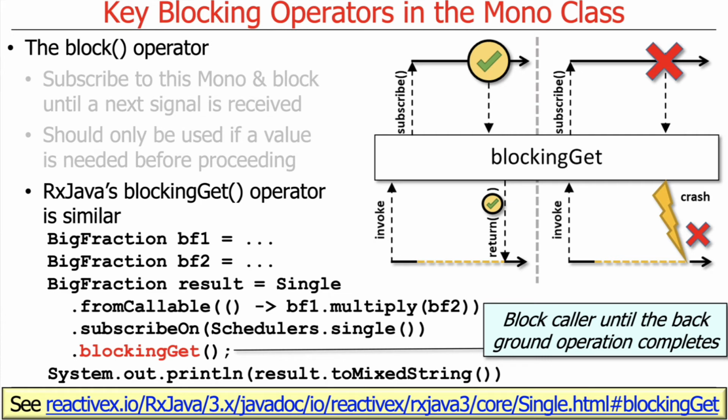RxJava has a similar operator called blockingGet, which, as you can see here, works like this. Same basic idea. In fact, it's very similar. It's just called blockingGet, not block.